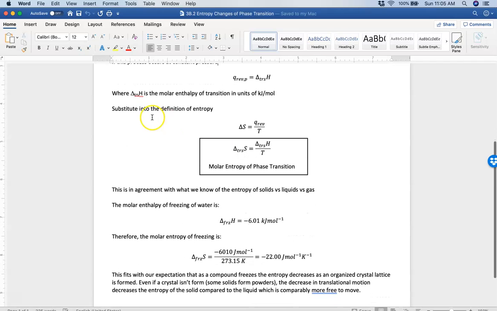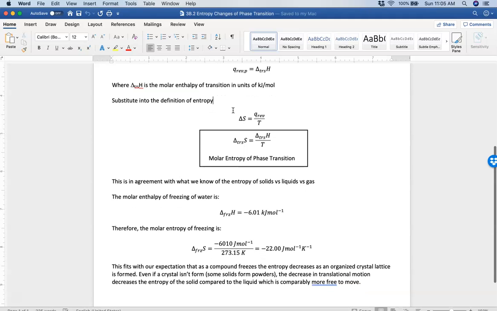So where the enthalpy change of the transition is the molar, to be very specific here, this is actually the molar enthalpy of transition. So the units here would technically be kilojoules per mole. The reason I mention that is because most delta H's that you look up in literature will be in the units of kilojoules per mole.